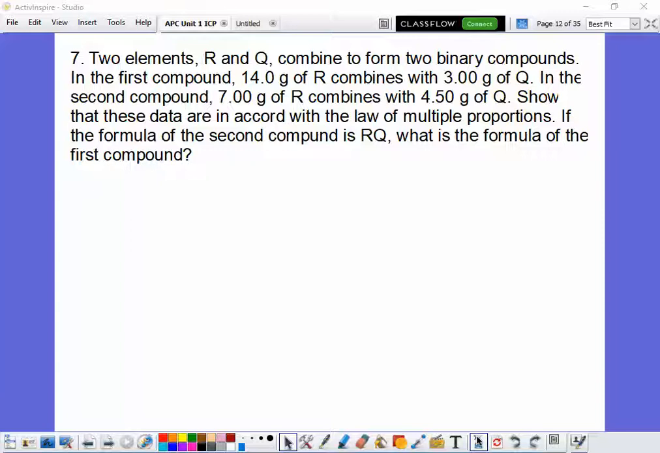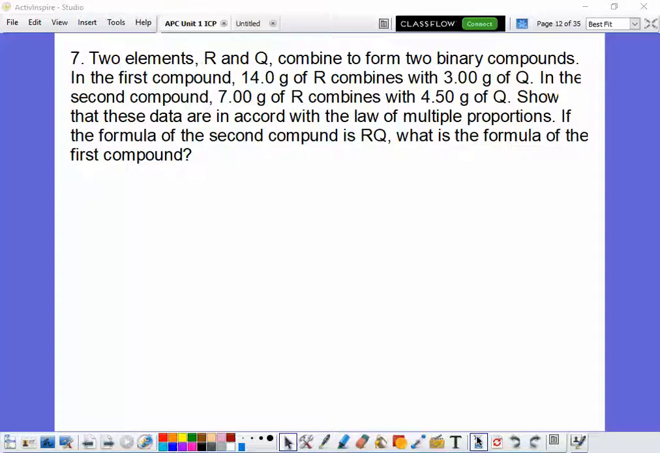Two elements, R and Q, combine to form two binary compounds. What does binary mean? Two atoms in there, okay? In the first compound, we have 14 grams of R combining with 3 grams of Q. And in the second compound, we have 7 grams of R combining with 4.5 grams of Q. We're going to show that these data are in accord with the law of multiple proportions. If the formula of the second compound is RQ, what is the formula of the first?